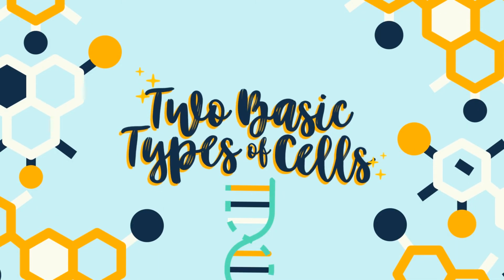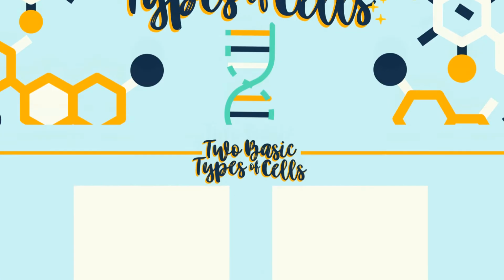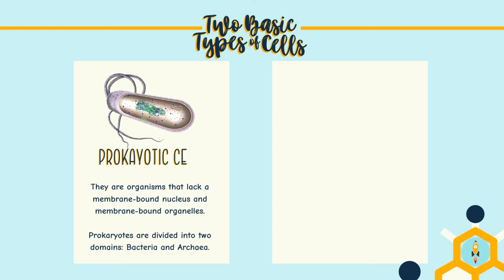There are two basic types of cells. First, the prokaryotes. They are organisms that lack a membrane-bound nucleus and membrane-bound organelles. Prokaryotes are divided into two domains, bacteria and archaea. The domain bacteria includes organisms that are similar to the first cellular life forms. The domain archaea includes organisms that are thought to be more closely related to eukaryotic cells found in all other kingdoms of life.